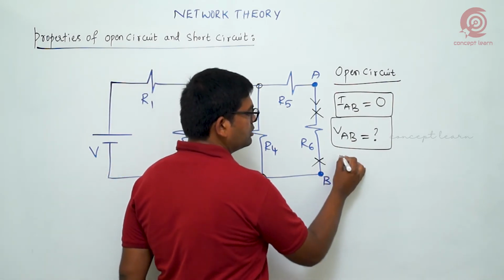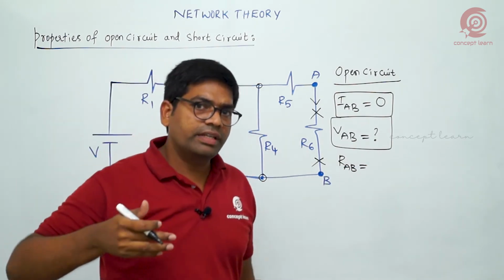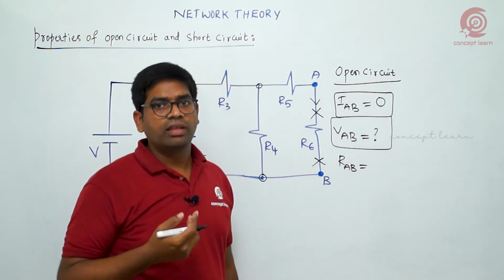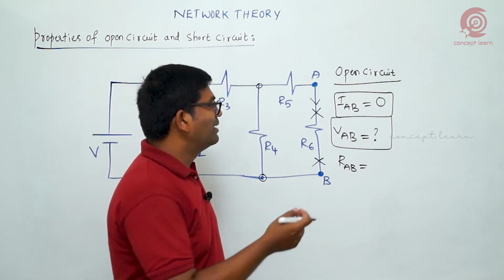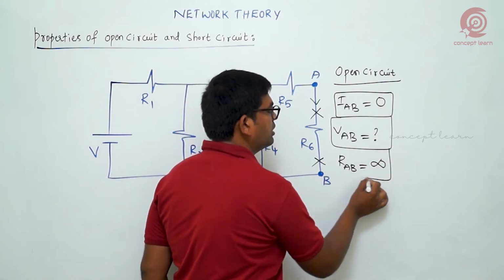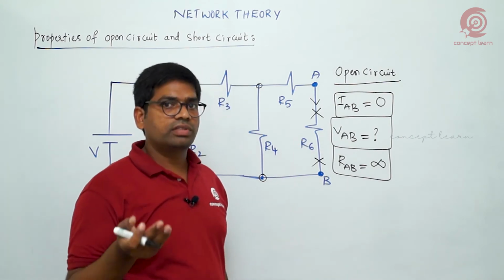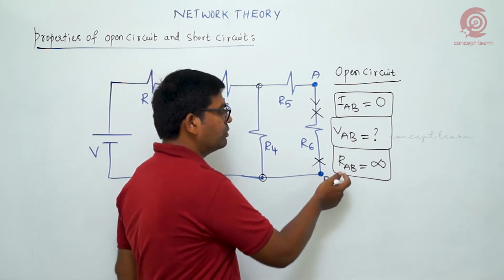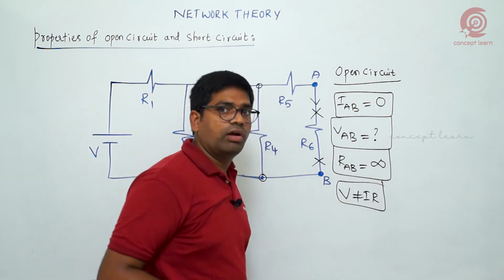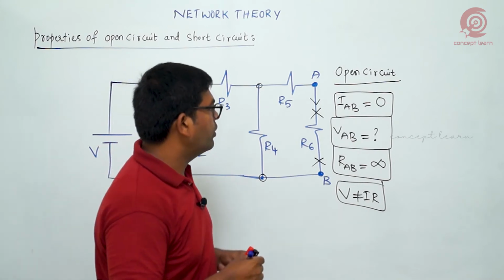What will be the resistance or impedance between the A and B terminals? Earlier, before opening this branch between A and B, what is the resistance? R6. If you open, what will be the resistance? Current is not flowing, which means an infinite amount of resistance is present here. If you look at this relation, you can follow Ohm's law. Ohm's law means V is equal to IR, but V equal to IR is not satisfied here. So what can you comment? Ohm's law is not applicable for open circuit connection.